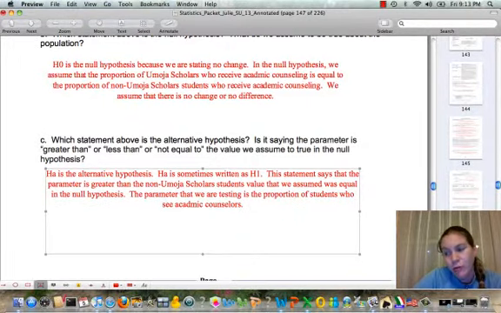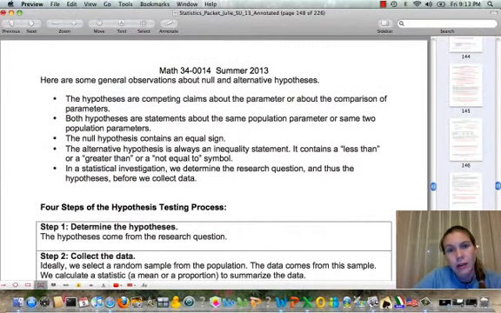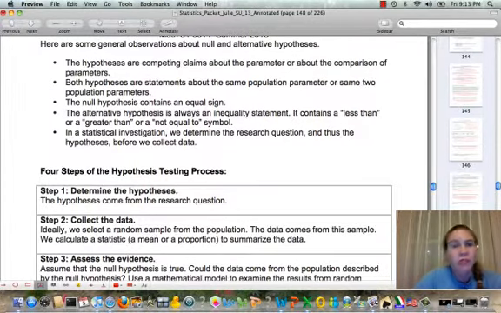So if you go to page 148, here's some general observations about null and alternative hypotheses that'll be helpful. So the first bullet says that the hypotheses are competing claims about the parameter or about the comparison of the parameters. So they have to have different claims that they're making in the two hypotheses. Both hypotheses are statements about the same population parameter or the same two population parameters. So they can't be statements about different populations or we wouldn't have a way to compare.